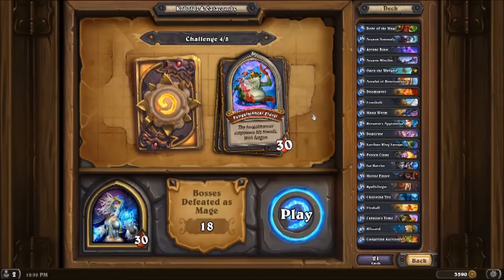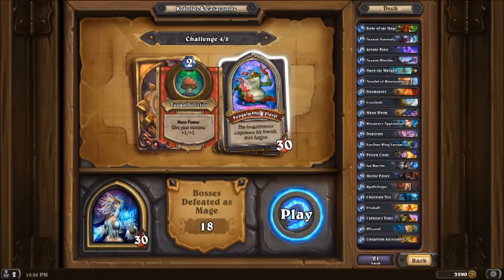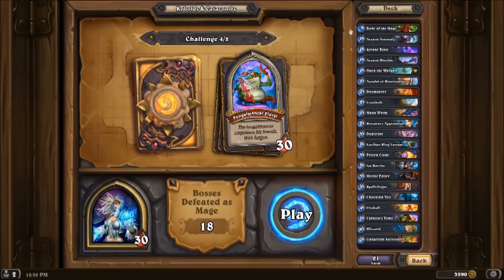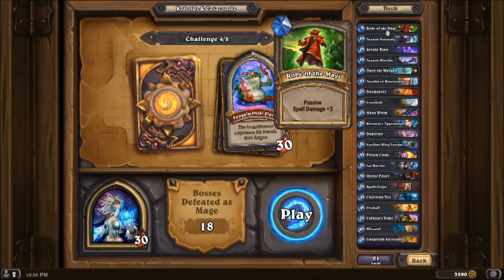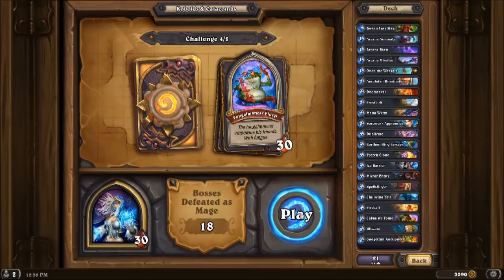So now that we're getting to the middle, this is where we do need to start thinking about these things. So this guy, he buffs his minions. Thankfully we do have that spell damage increase, which means that we can do a lot more damage if necessary. Now if we look at it, ignoring this one, we've got 21 minus 1, 20 cards.